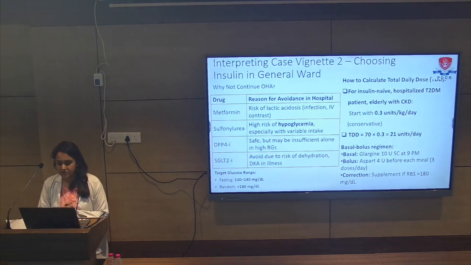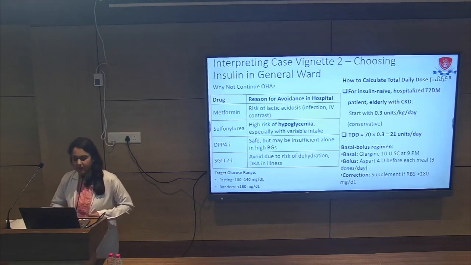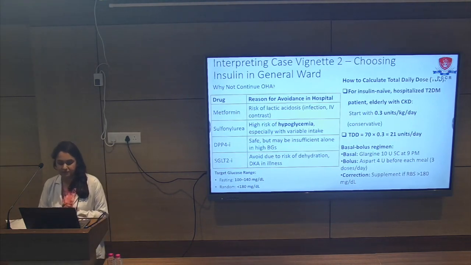Why we need to know, as a medical trainee and as faculty for different specialties, including surgical specialties, is because this is a very important drug that needs to be withheld during the hospital stay. It is not supposed to be given during acute conditions, whether infections or any decompensatory illness, because of the high risk of diabetic ketoacidosis, one thing.